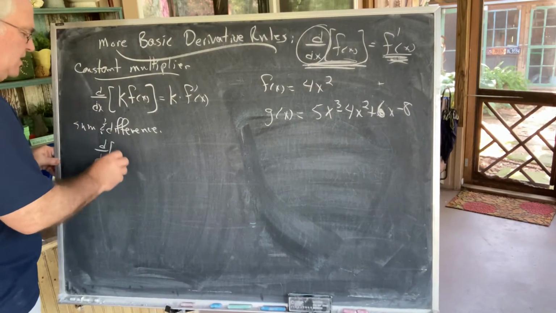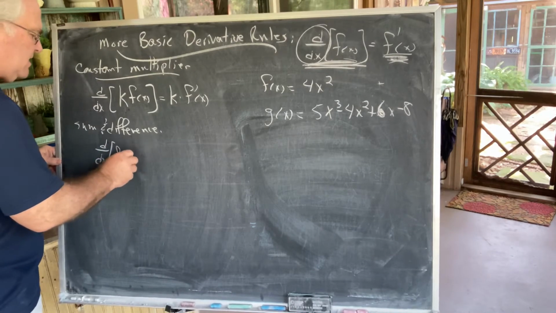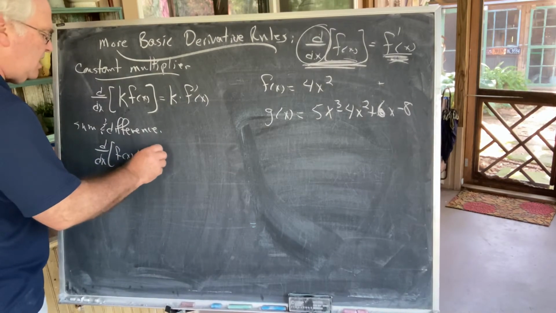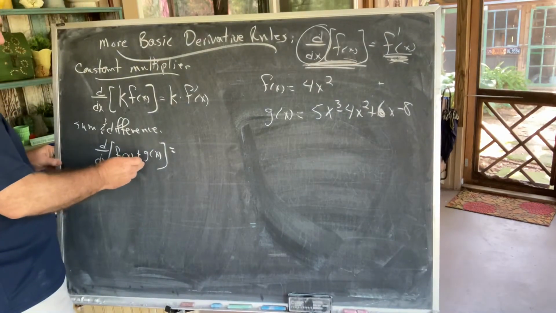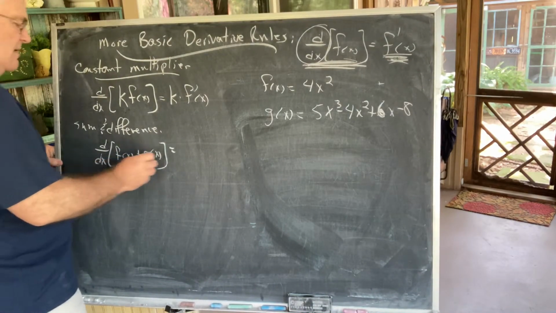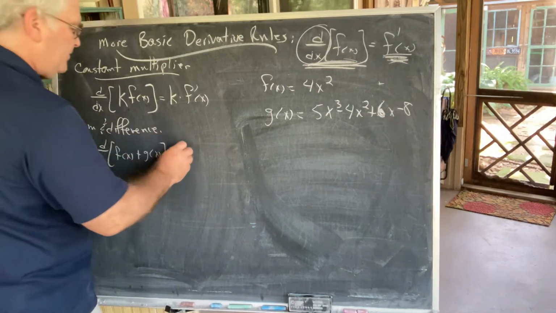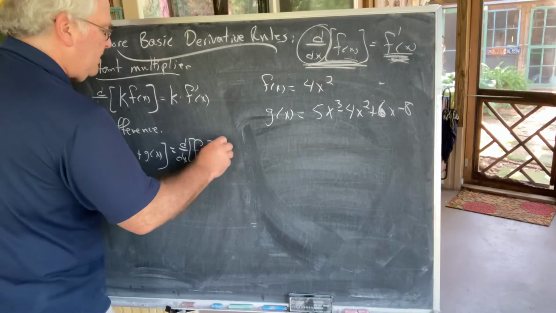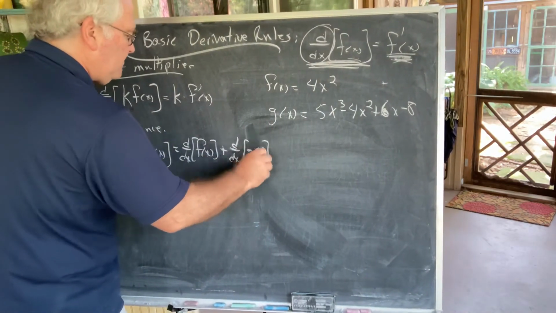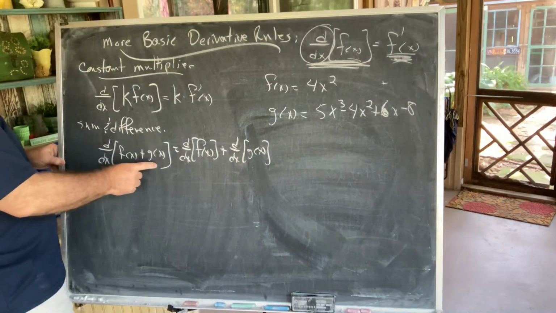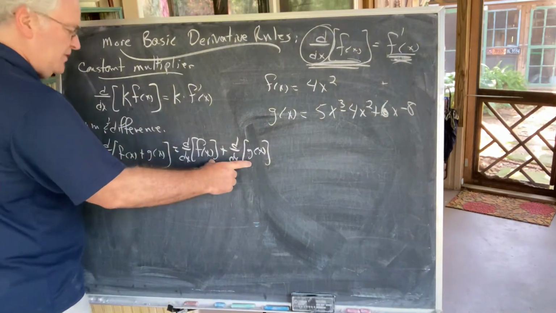It says the derivative of f of x plus g of x is given by the derivative. This is the derivative of the sum. It's the derivative of the first plus the derivative of the second. The derivative of the sum is the sum of the derivatives.